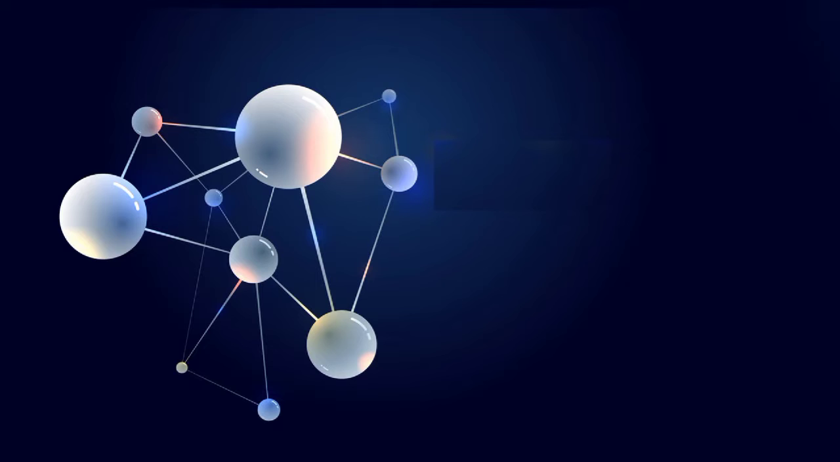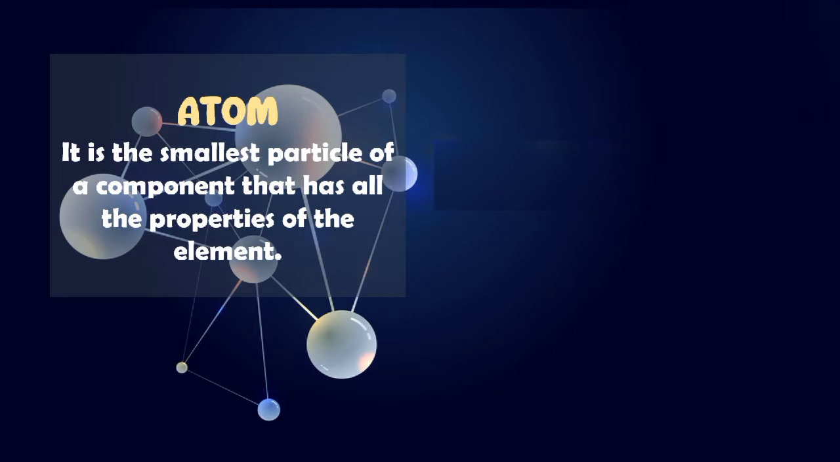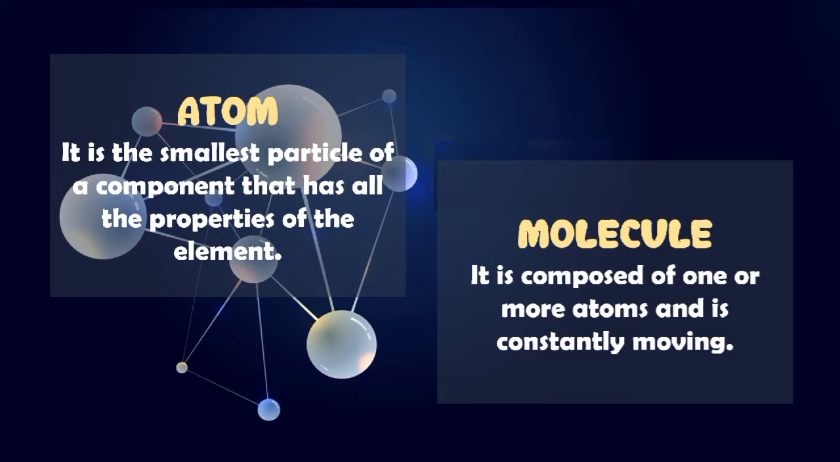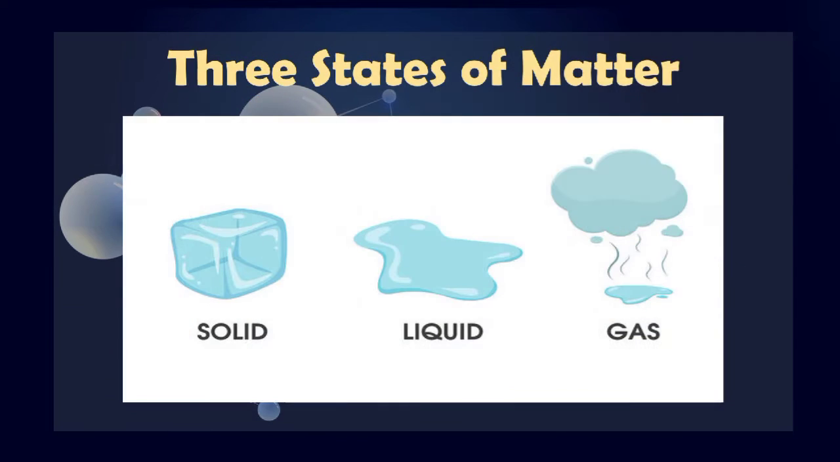Before we discuss phase change, let us first remember that atom is the smallest particle of an element that has all the properties of the element. And molecule is composed of one or more atoms and is constantly moving. These particles are the ones affected during phase change. The existence of matter in a solid, liquid, and gaseous phase enables us to infer the structure of matter. The atoms and molecules in each state of matter have unique bond and movement. Let us further discuss the structure of the three phases of matter.